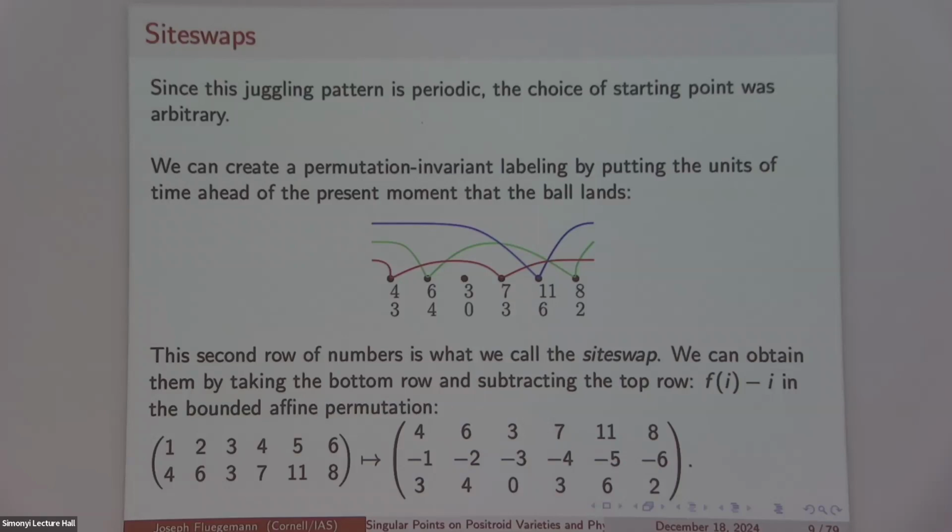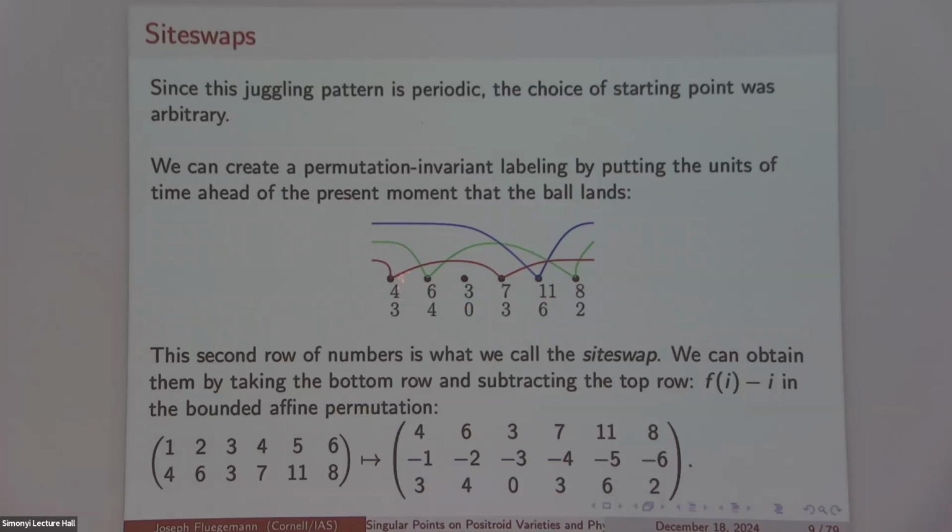Here I'm just noting that there's another way that you can write the bounded affine permutation from before, which is the top line. You can come up with a permutation invariant set of numbers, where you just subtract 1, 2, 3, 4, 5, 6, and then 3, 4, 0, 3, 6, 2 would just repeat indefinitely down to the left or to the right.